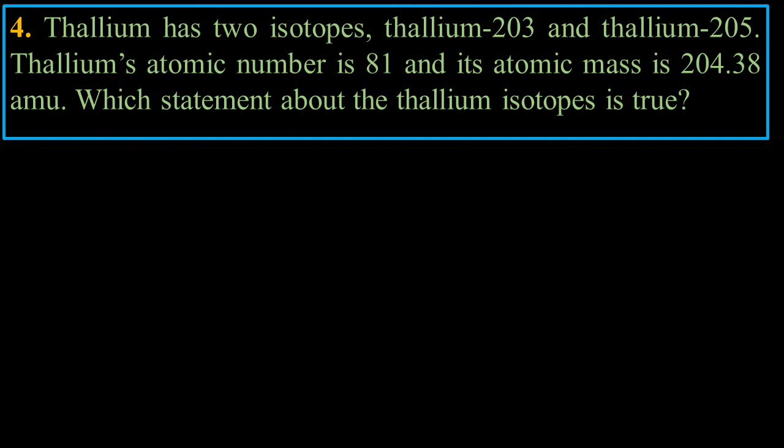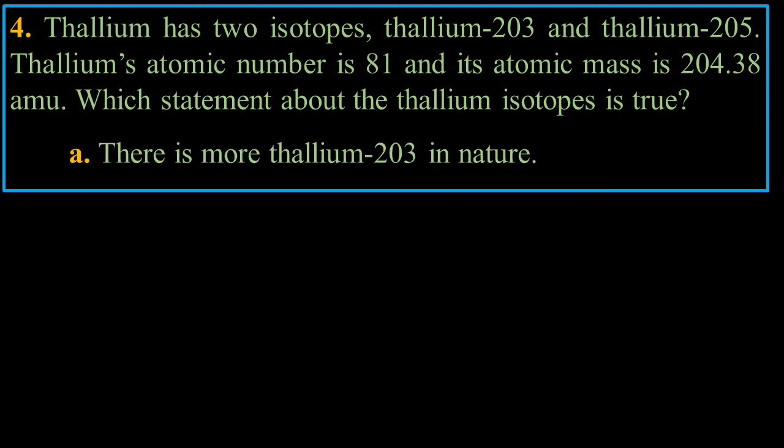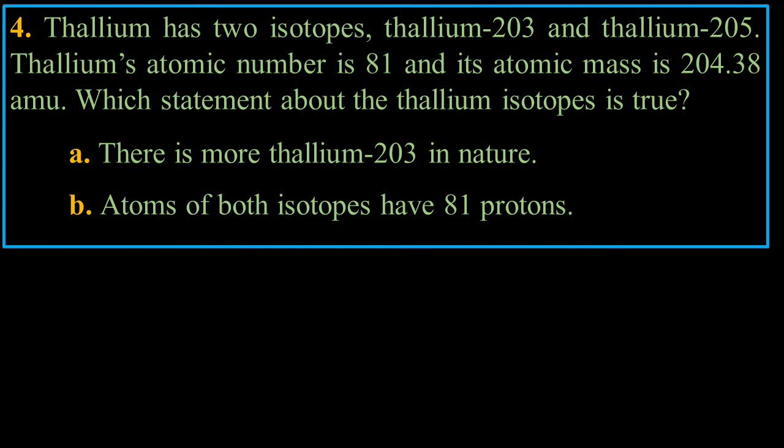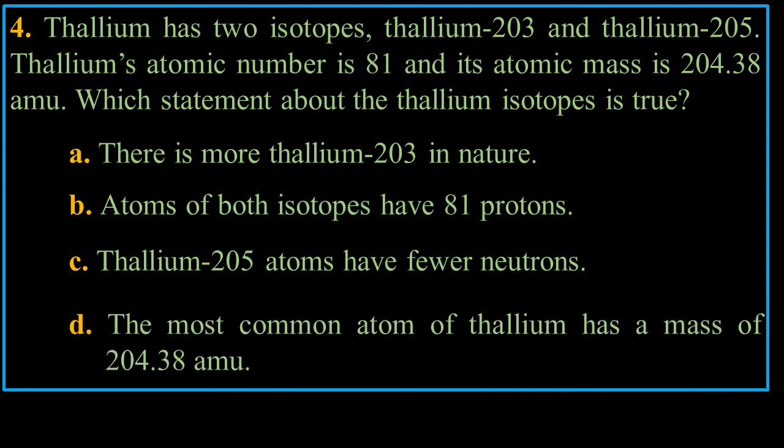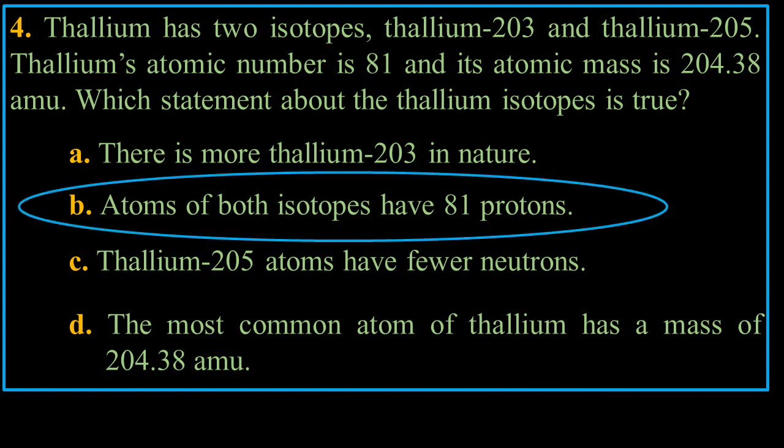Thallium has two isotopes, thallium 203 and 205. Thallium's atomic number is 81, and its atomic mass is 204.38. Which statement about thallium isotopes is true? There is more thallium 203 in nature. Atoms of both isotopes have 81 protons. Thallium 205 atoms have fewer neutrons. The most common atom of thallium has a mass of 204.38. And it is that atoms of both isotopes have 81 protons. That's the best answer, because they're definitely going to have that many protons, because both isotopes are thallium.